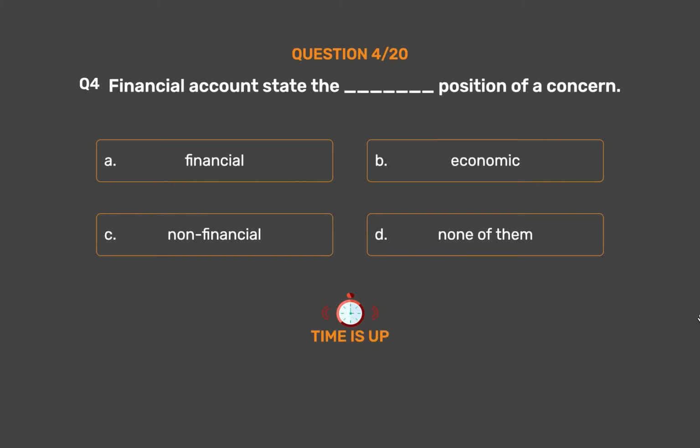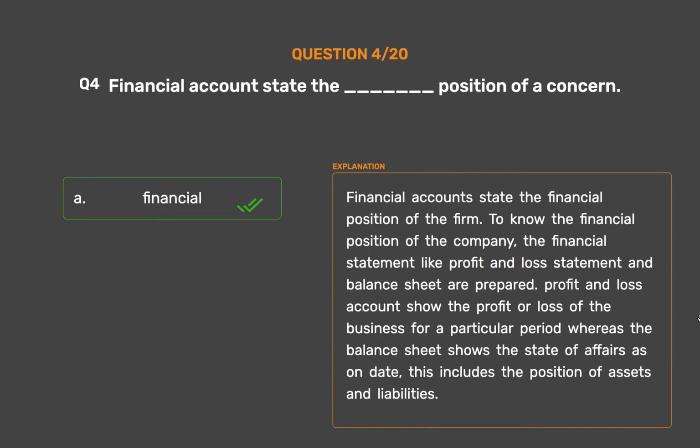The correct answer is Option A. Financial. Financial accounts state the financial position of the firm. To know the financial position of the company, financial statements like profit and loss statement and balance sheet are prepared. Profit and loss account shows the profit or loss of the business for a particular period, whereas the balance sheet shows the state of affairs as on date. This includes the position of assets and liabilities.